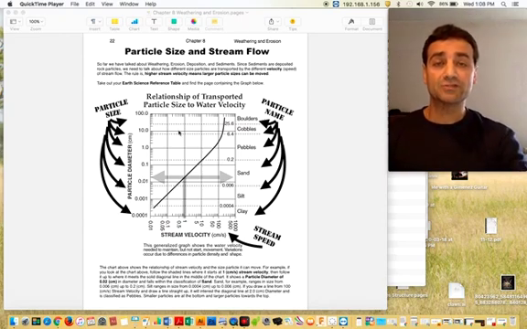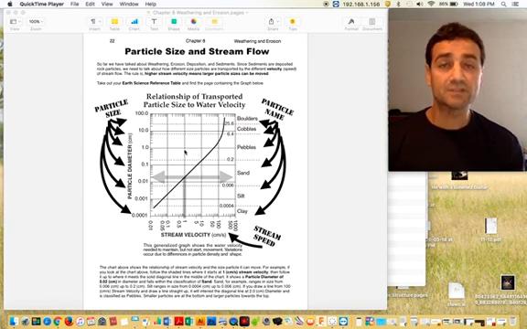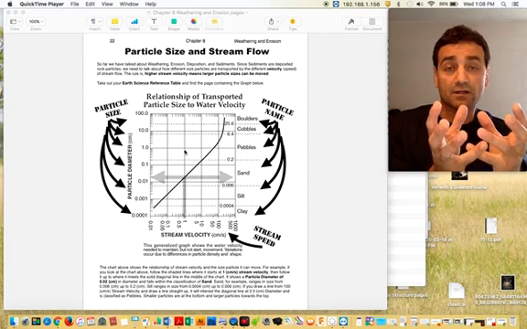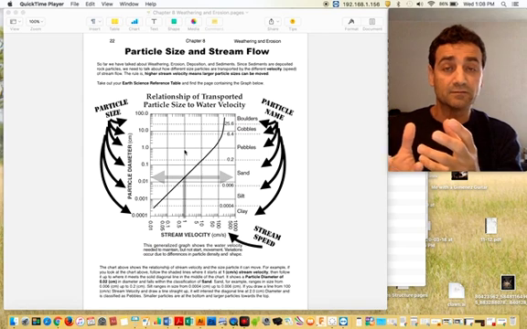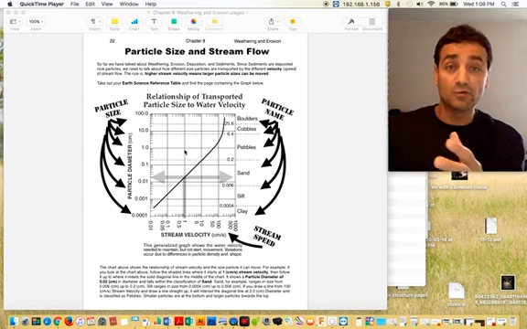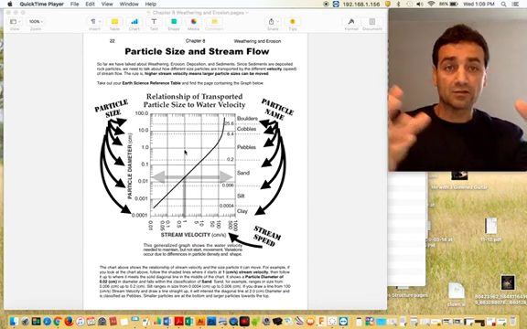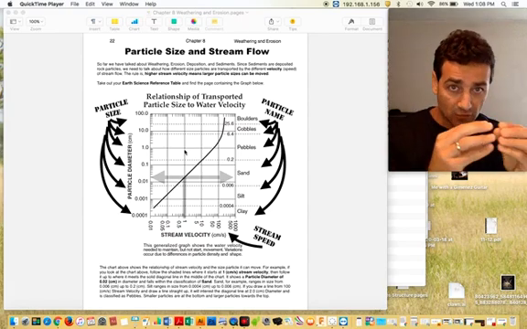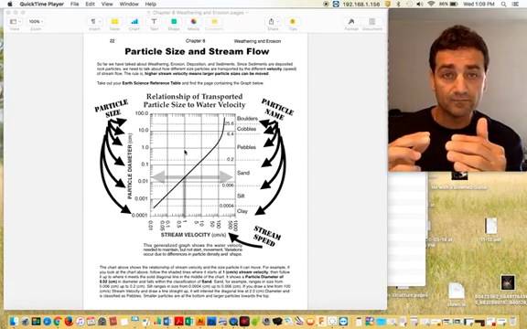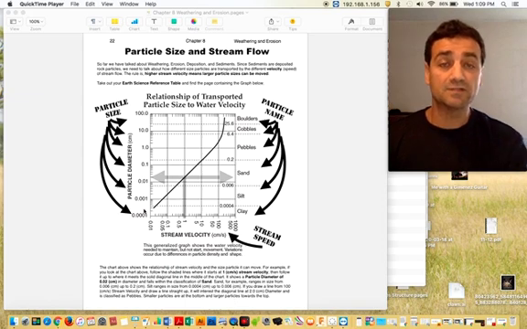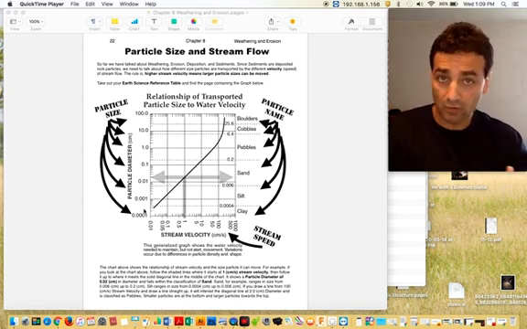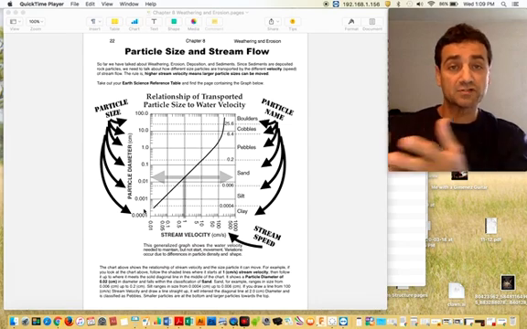And this chart here, what this chart says is it's the relationship of transported particle size to water velocity. Okay, well, what does that mean? Basically, it's really simple. It means how big a particle of weathered rock can move based on how fast the water is moving, right? Faster moving water, you can assume, can move larger pieces, and slower moving water can't move the large pieces, but it can move smaller pieces, because it's slower moving water. This chart on the reference table tells us how fast the stream or the river or the water has to move a certain size particle.